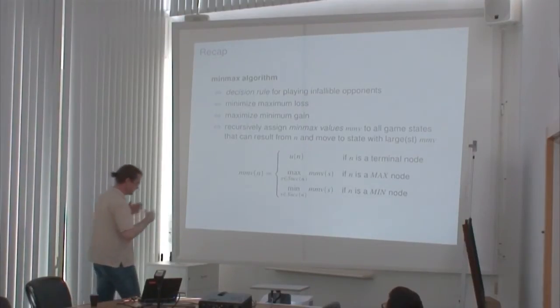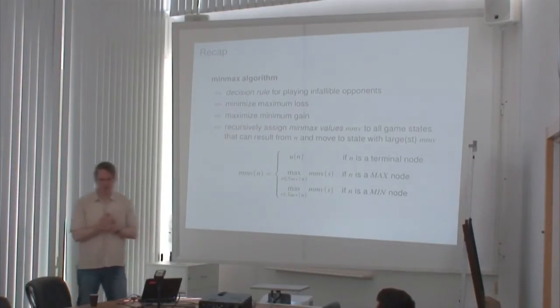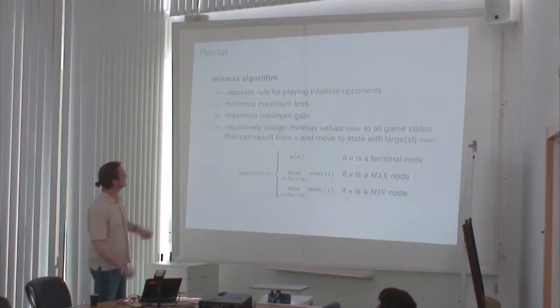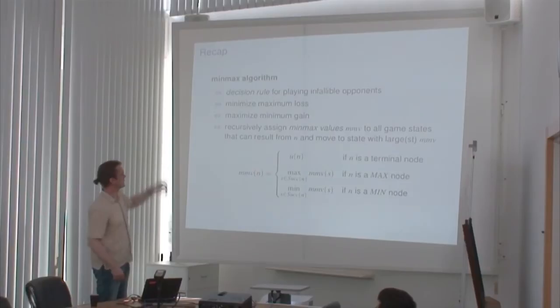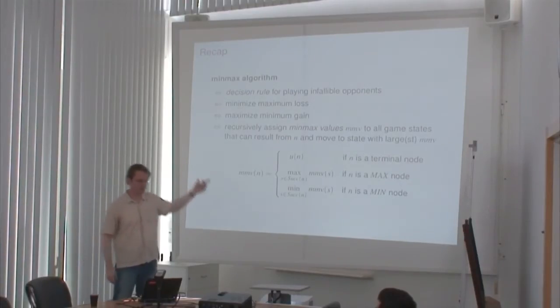And if we assume that our opponent is infallible, we know that our opponent would always try to have us lose, and always try to have us lose as badly as possible. You know what infallible opponents do. And so we should try to come up with a move that either minimizes our maximum loss or maximizes our minimum gain.